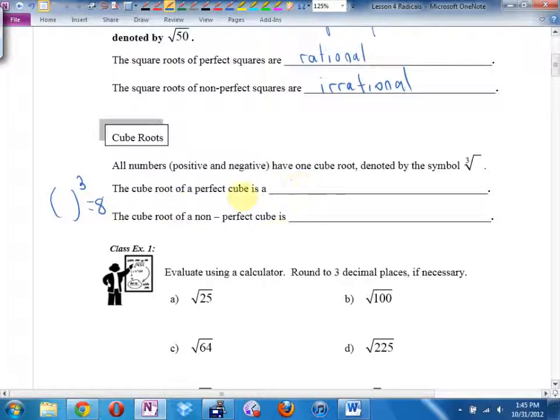The cube root of a perfect cube is rational. Otherwise, if they don't work out evenly, they are irrational.